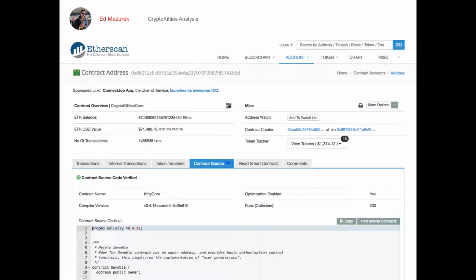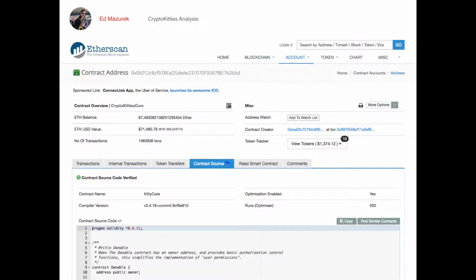So how are we going to do that? Well, we need three things. We need some information about the CryptoKitties smart contracts. We need a Go Ethereum node. And we need a script that's going to pull down the data that we need from the blockchain.